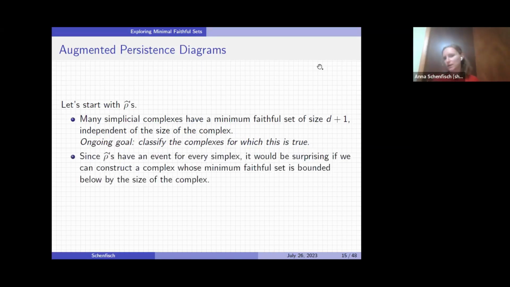Remember, our augmented diagrams have an event for every simplex in the complex. So it shouldn't really matter how big the complex is, right? If the complex is bigger, you'll have more points in the diagram. So it kind of scales in a nice way. So it would actually be surprising if we could construct a complex whose minimum faithful set depends on the size of the complex. And that's actually what we're going to do. I think this is really cool. So get ready. All right.